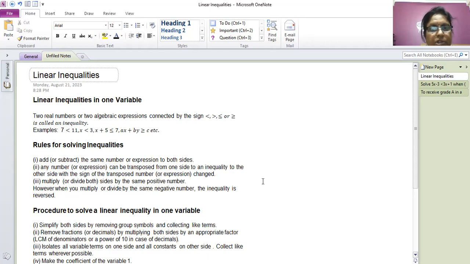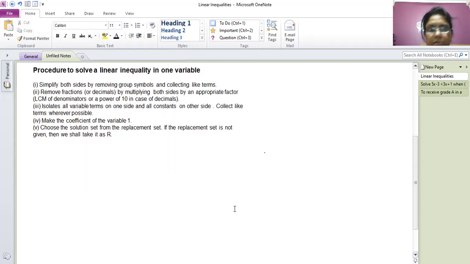Now, what procedure will we follow for solving a linear inequality in one variable? The first step is to simplify both sides by removing grouping symbols and collecting like terms on both sides of the inequality. Remove fractions by multiplying both sides by an appropriate factor, like the LCM of the denominators, or a power of 10 in case of decimals.